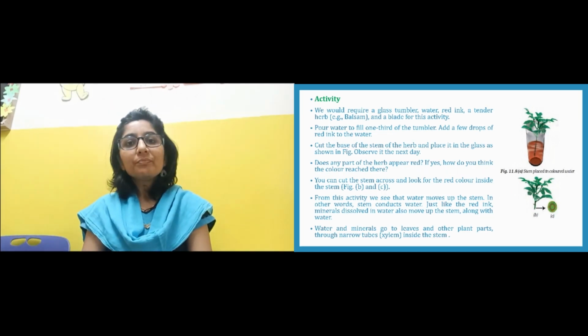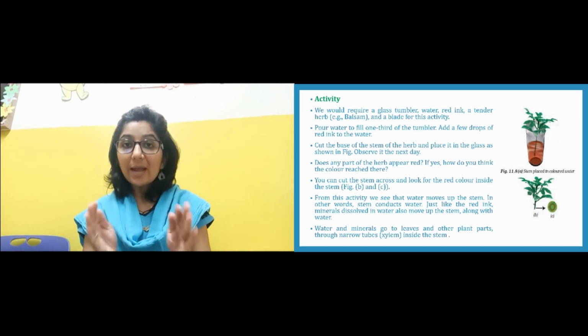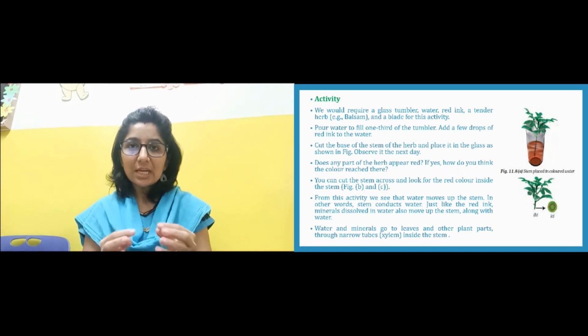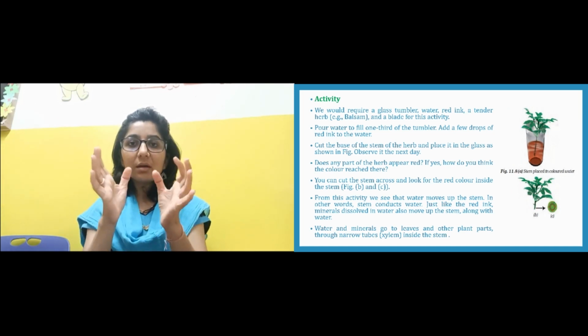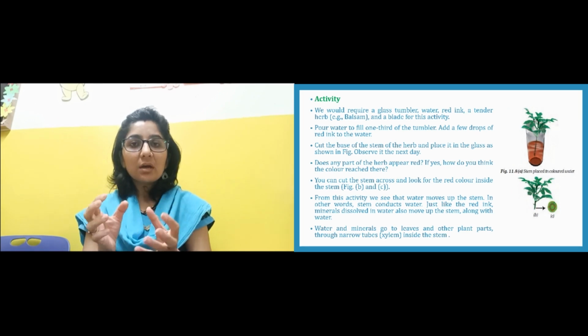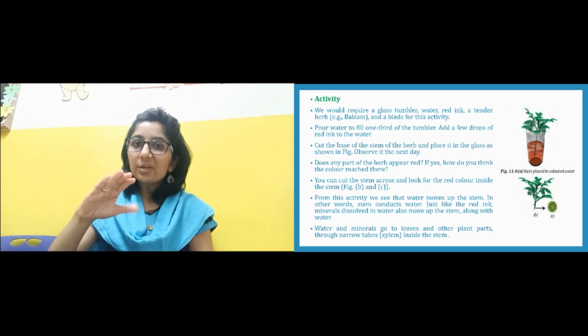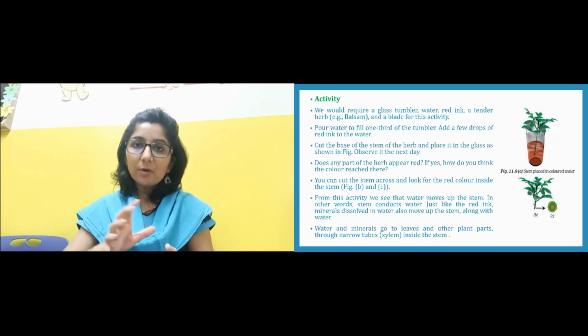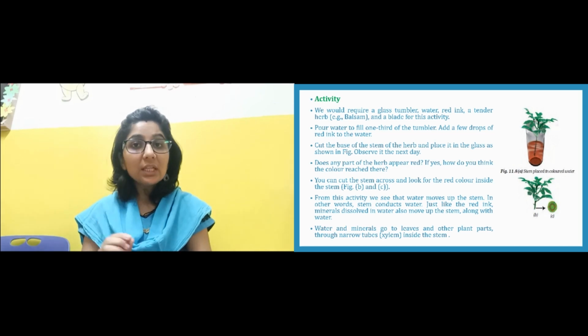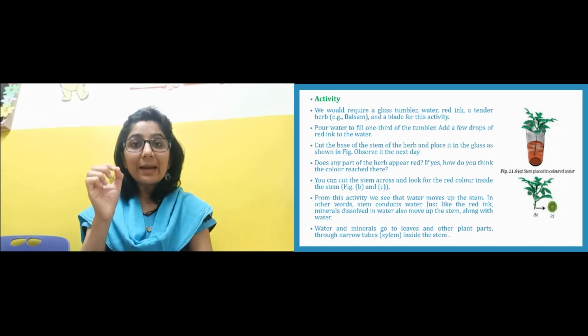Okay, so if you want to observe how the xylem works and the water that is transported by the xylem only, we can do a simple activity. What we need to do is take a glass tumbler and pour water into it. Fill it up to 3/4 or up to 1/3 of that tumbler. In the water you have to add red ink.